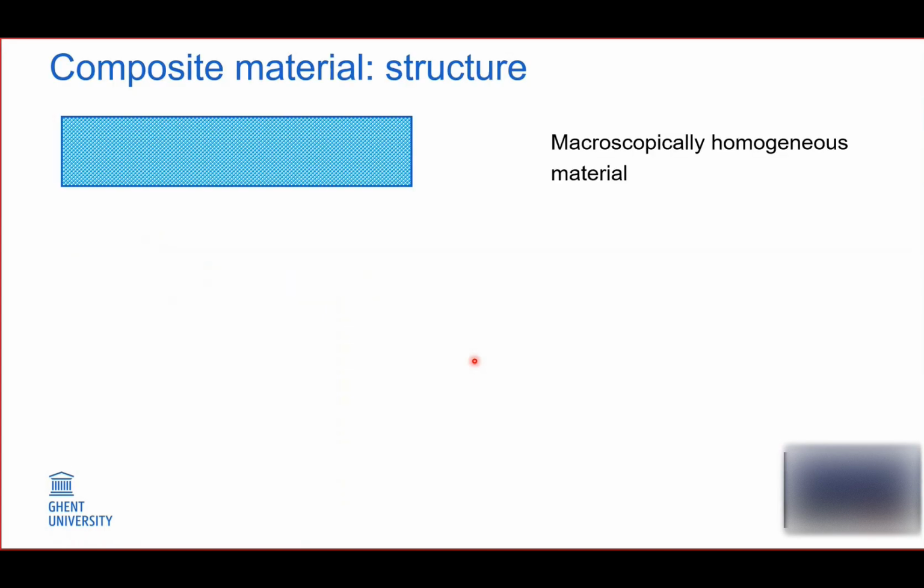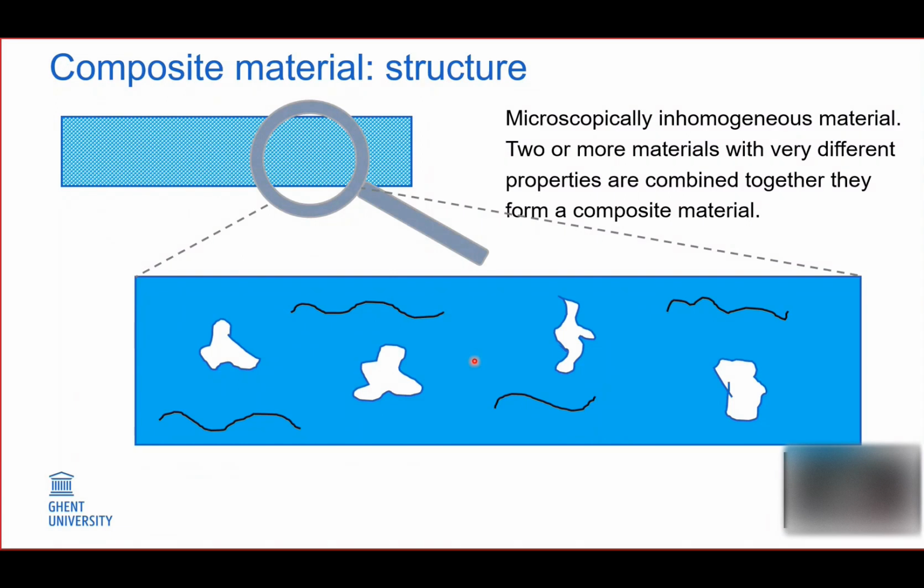And to start, let's talk about composite material. When we look at the composite material as a bulk material, it is macroscopically homogeneous. We do not see any irregularities there. But as soon as we zoom in, we can see that a composite consists of a continuous phase and some additives present here. They can be particles or fibers or something else.